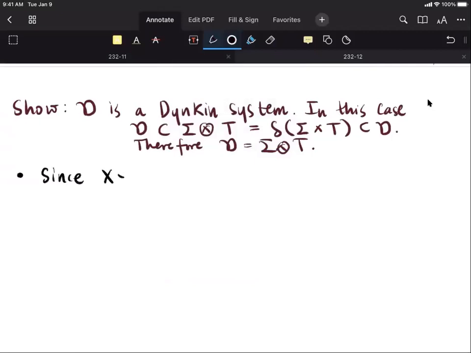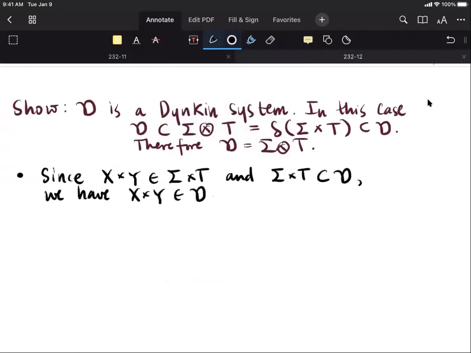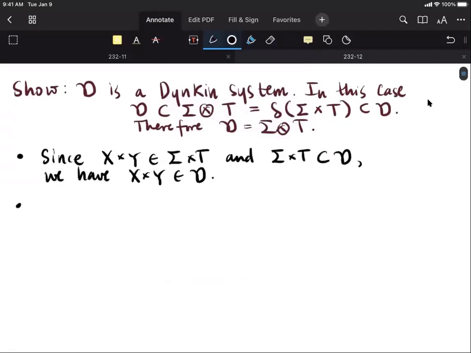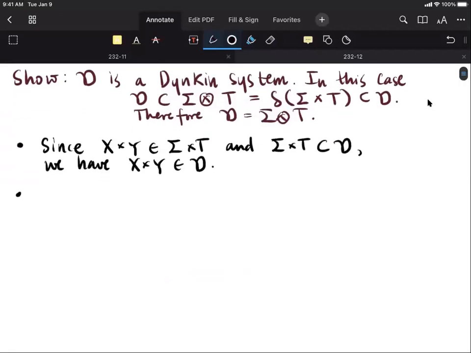First, since x cross y is in sigma cross t, and sigma cross t is a subset of D, according to the previous discussion, it follows immediately that this is in D. Okay, so that's the easy part. Next, we establish the closure under complementation.